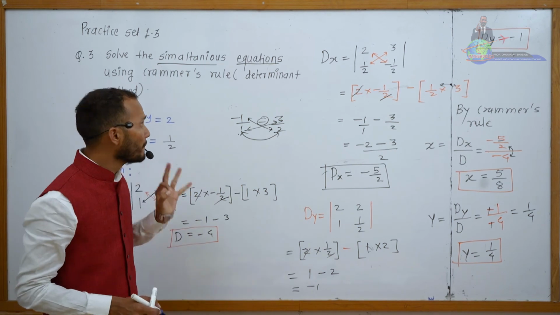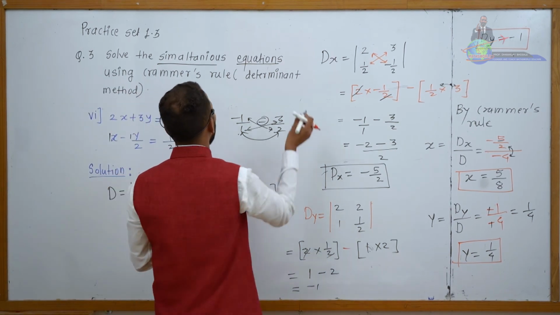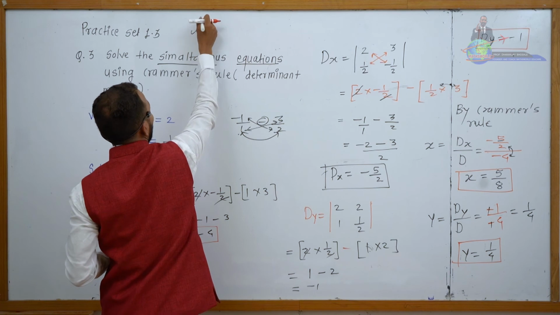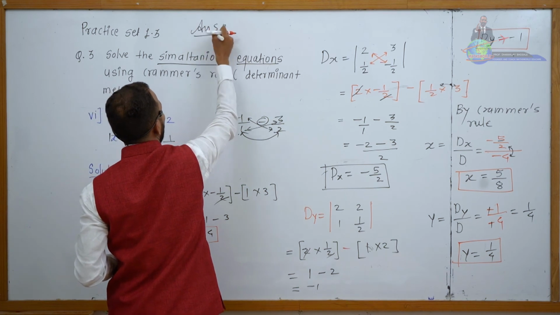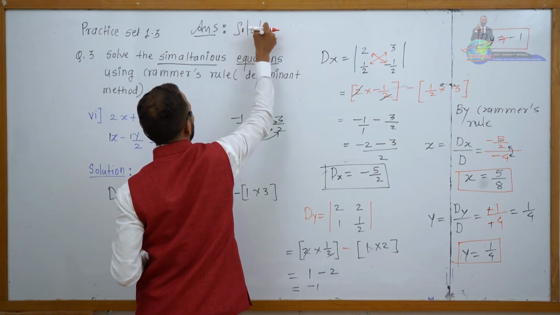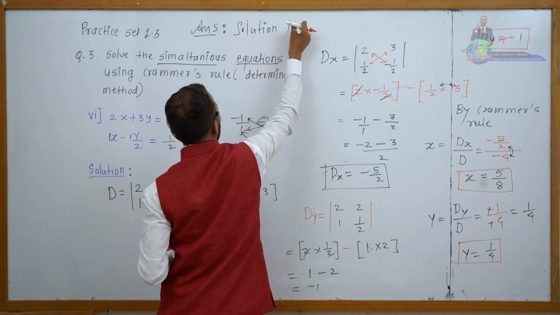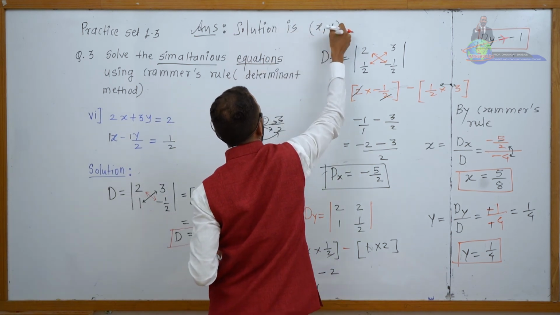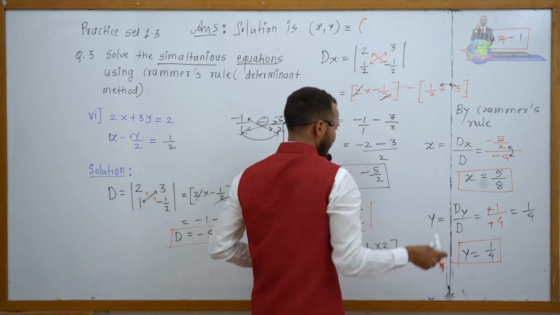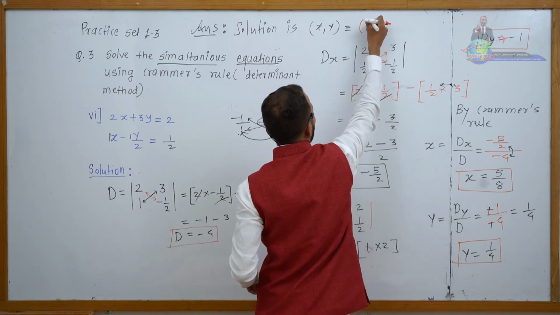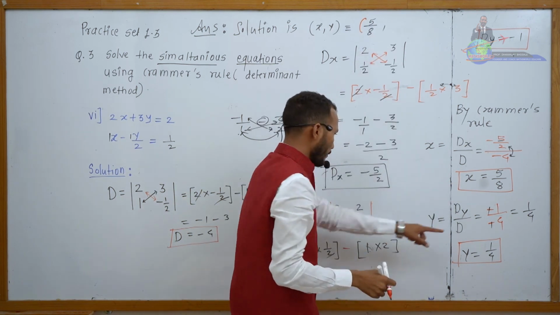Now student, here we write the answer. Solution is, in the bracket, x comma y, within the bracket. What is x? x is 5 by 8. Okay, comma. What is y? y is 1 by 4.